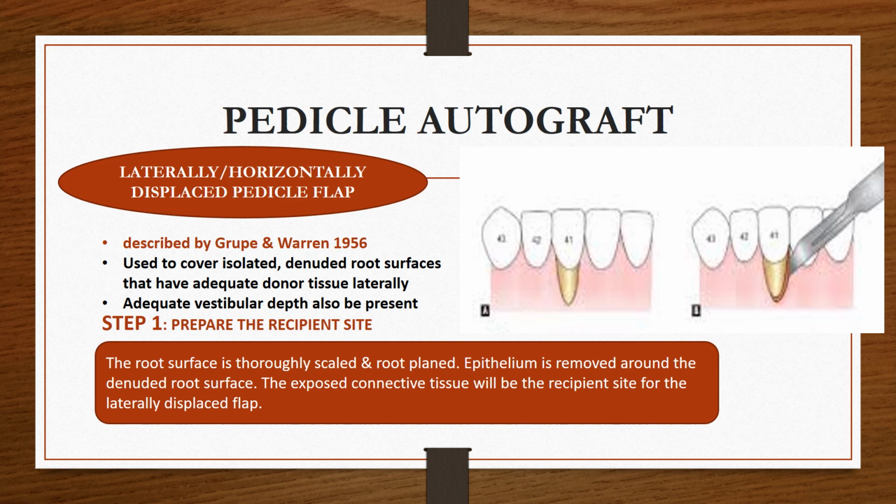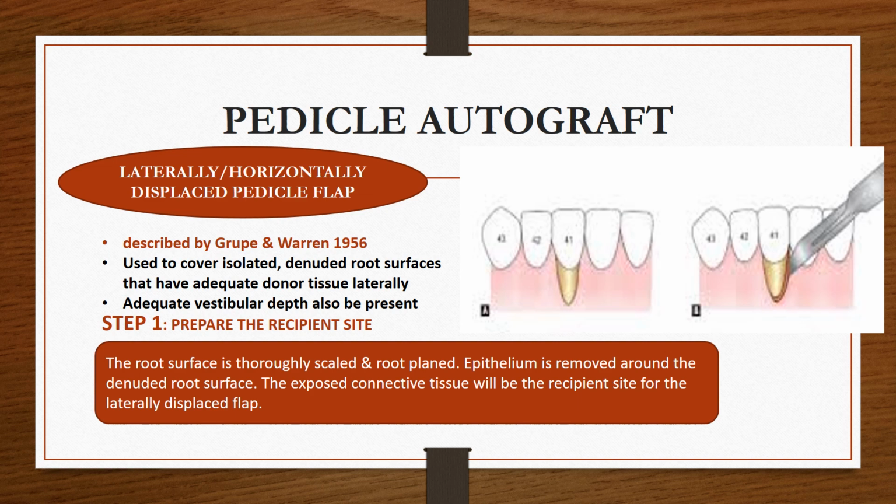So coming to another technique, that is the pedicle autograft, which is very important from your exam point of view. A pedicle autograft is an attached type of autograft taken from the adjacent area. We have several types of techniques. The first one is the horizontally displaced flap, the laterally displaced flap, where we are displacing tissue laterally from the adjacent area.